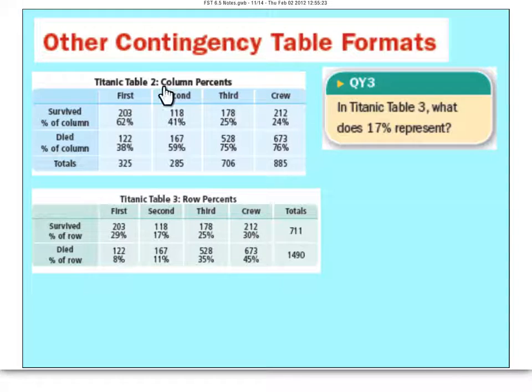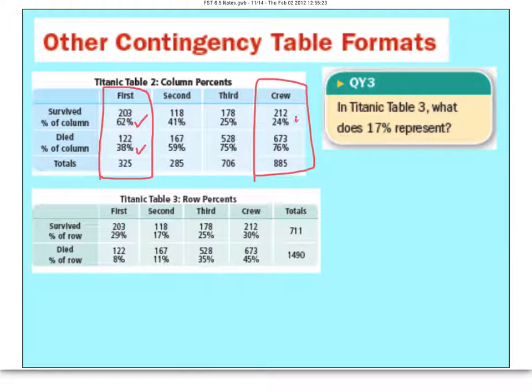If you look at this, they're saying it's columns. If you look at the column for first class, we can tell it's a column percent table because 62 plus 38 is 100. Again, if you look at the crew, you'll see 24 and 76 is 100. So the totals were done by percentages. How they got the 24%, for example, was 212 divided by 885.